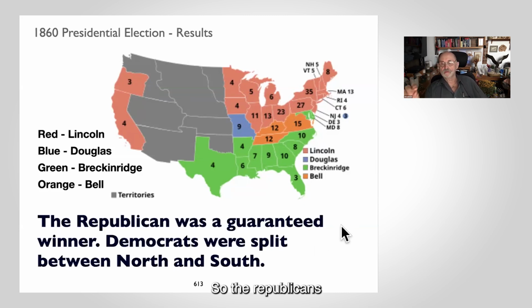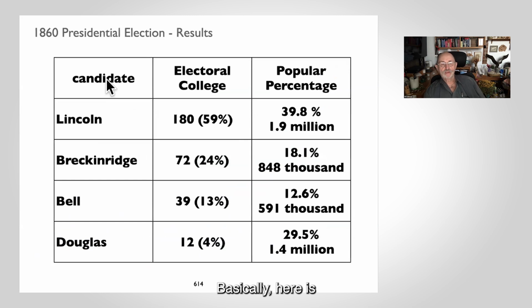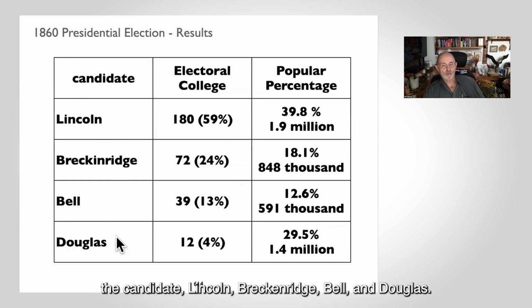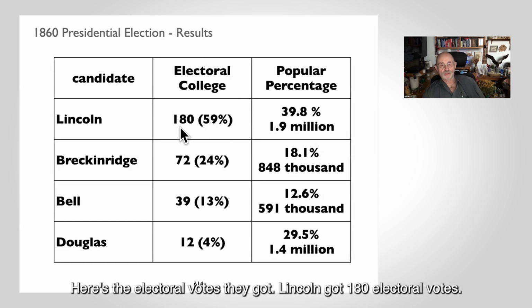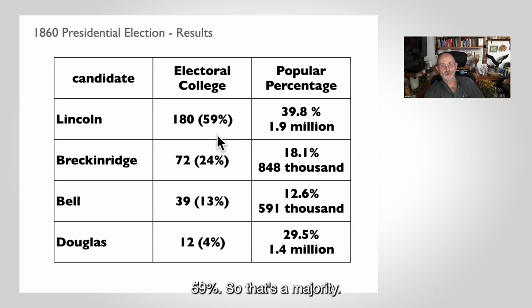So the Republicans basically were a guaranteed winner because the Democrats had split themselves into three parties, especially between the North and the South. So Lincoln was a shoe-in, basically. Here are the candidates, Lincoln, Breckinridge, Bell, and Douglas, and the electoral votes they got. Lincoln got 180 electoral votes, 59%. So that's a majority. Breckinridge got 72 or 24%. Bell got 39 or 13%. Douglas just got 12 votes from the single state of Missouri for 4%.